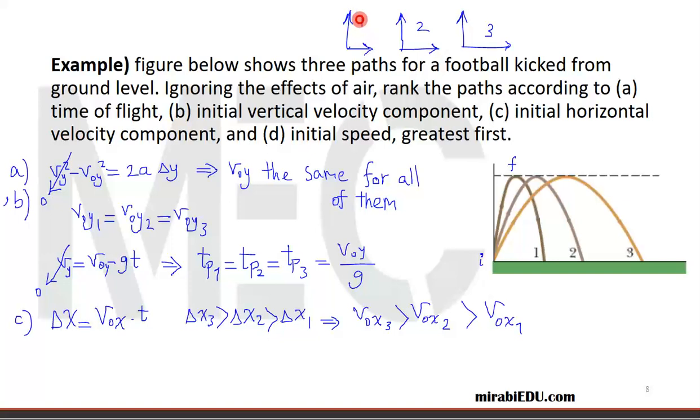And therefore, the magnitude of the resultant vector, which is the initial speed V0, is the greatest for 3, and then 2, and then 1. So V0 of projectile 3 is greater than V0 of projectile 2, and then V0 of projectile 1. This is how we should compare these projectiles.